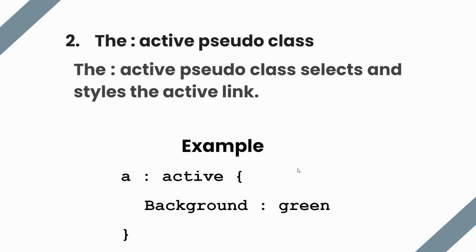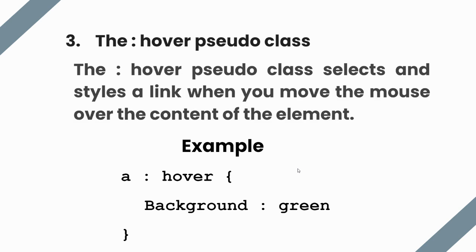Well, okay, by the way, we all know how the active pseudo class works, so we'll be seeing this later in VS Code. Next we have the hover pseudo class, which is my favorite actually. The hover pseudo class selects and styles a link when you move the mouse over the content of that element. So this would actually give the anchor tag a special effect the moment you put the mouse above it. That's the moment you use the cursor to touch that element. And here we have a brief example which begins with the anchor tag, a single colon, and then the hover pseudo class.